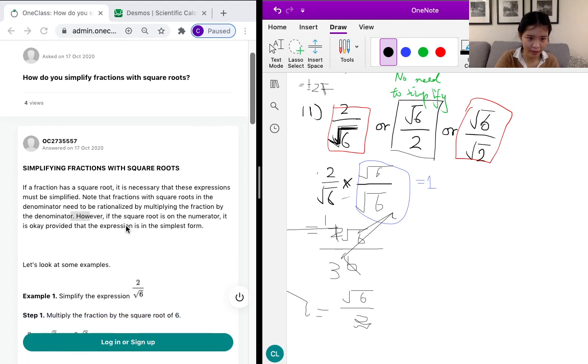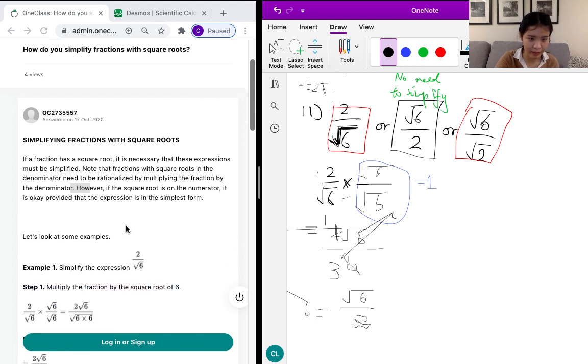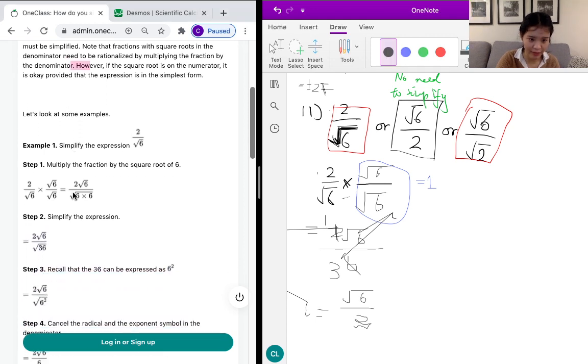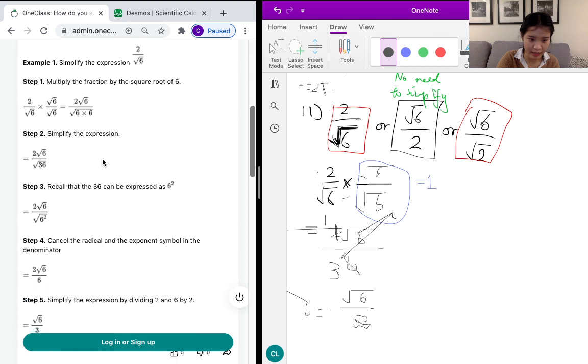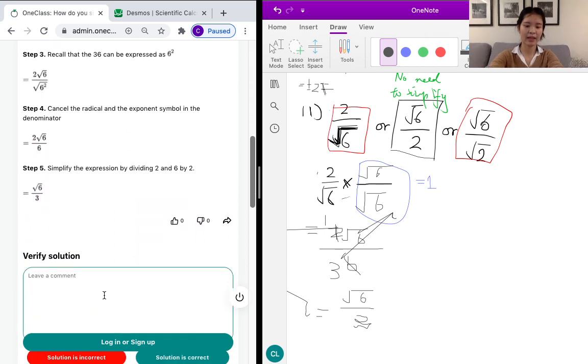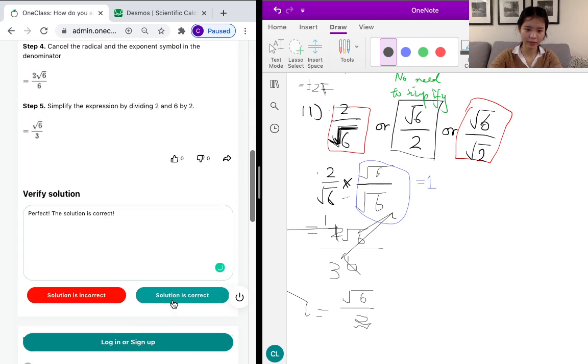Now let's look at the solutions here. Yep, they stated the rule of when to simplify fractions, and they had the same example as us, and they also simplified it step by step. Perfect. The solution is correct.